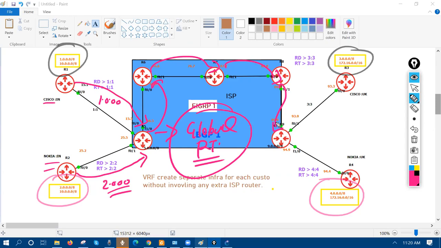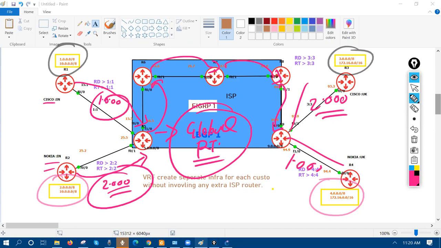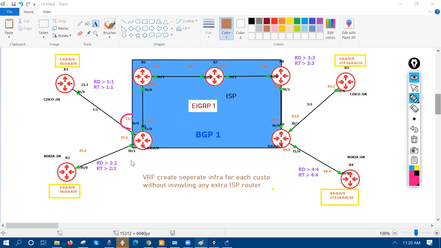And what will R9 do? It will send both pieces of information to this guy and this guy as well. So the 2.0 information can go to the Nokia as well, and the 1.0 information can go to the Cisco as well. To avoid this problem, what can we do? I'm going to put a VRF on this side. On this interface, I'm going to put a VRF for Cisco, and on this interface, a VRF for Nokia, so that we have a separate routing table.